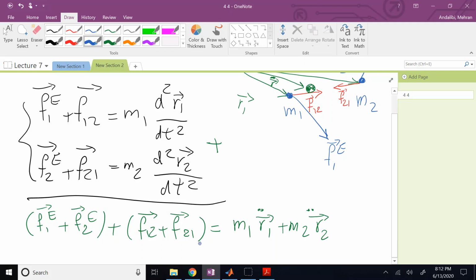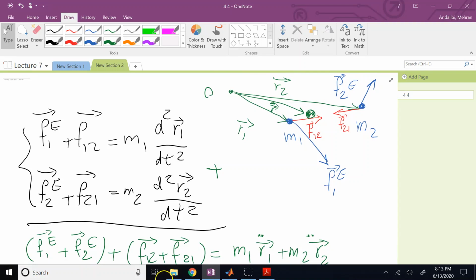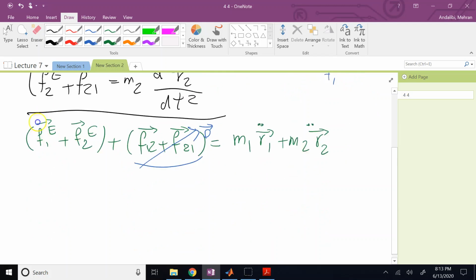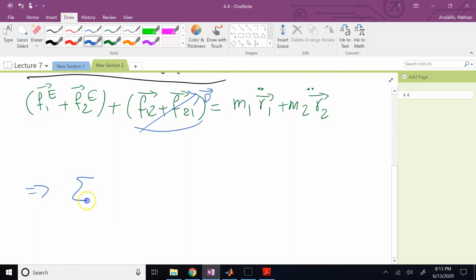Now, the big question is, what is this second parentheses? It's the sum of the two internal forces, one that is applied on particle 1 by particle 2, the other one from particle 2 to particle 1. What is the sum of these two? You know from third law of Newton that these are action and reaction, and the sum of them should always be equal to 0, right? Because for every action there is a reaction with equal magnitude and opposite direction. So F21 is negative F12. So when you add them, you're going to get 0. And this is what? This is the summation of the external forces on the system, correct? Because these are all the external forces that you have from outside on the system.